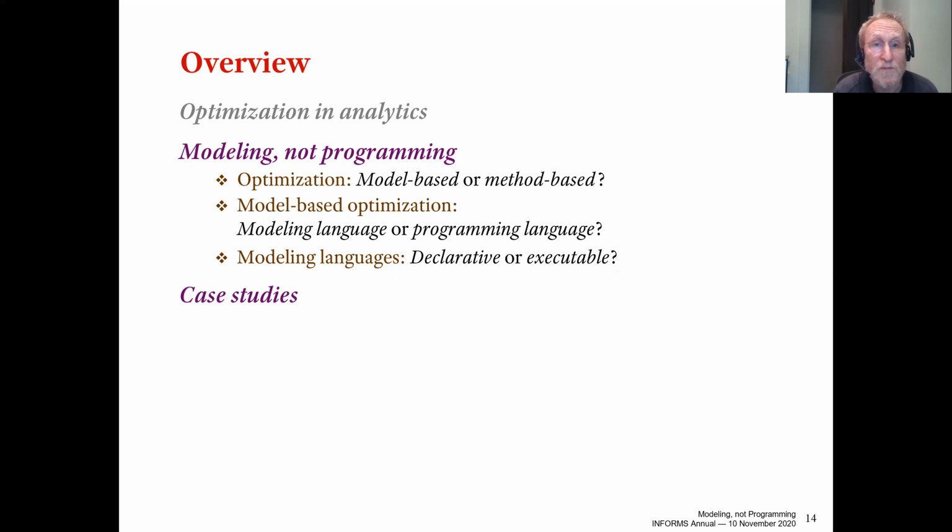I'm going to consider optimization at 3 different levels, and at each level I'm going to contrast 2 different approaches, one of which is more of a programming approach and one of which is more a modeling approach. And I'm going to argue that there are clear advantages to using a modeling approach in many cases. So first, I'll start off with just approaches to optimization.